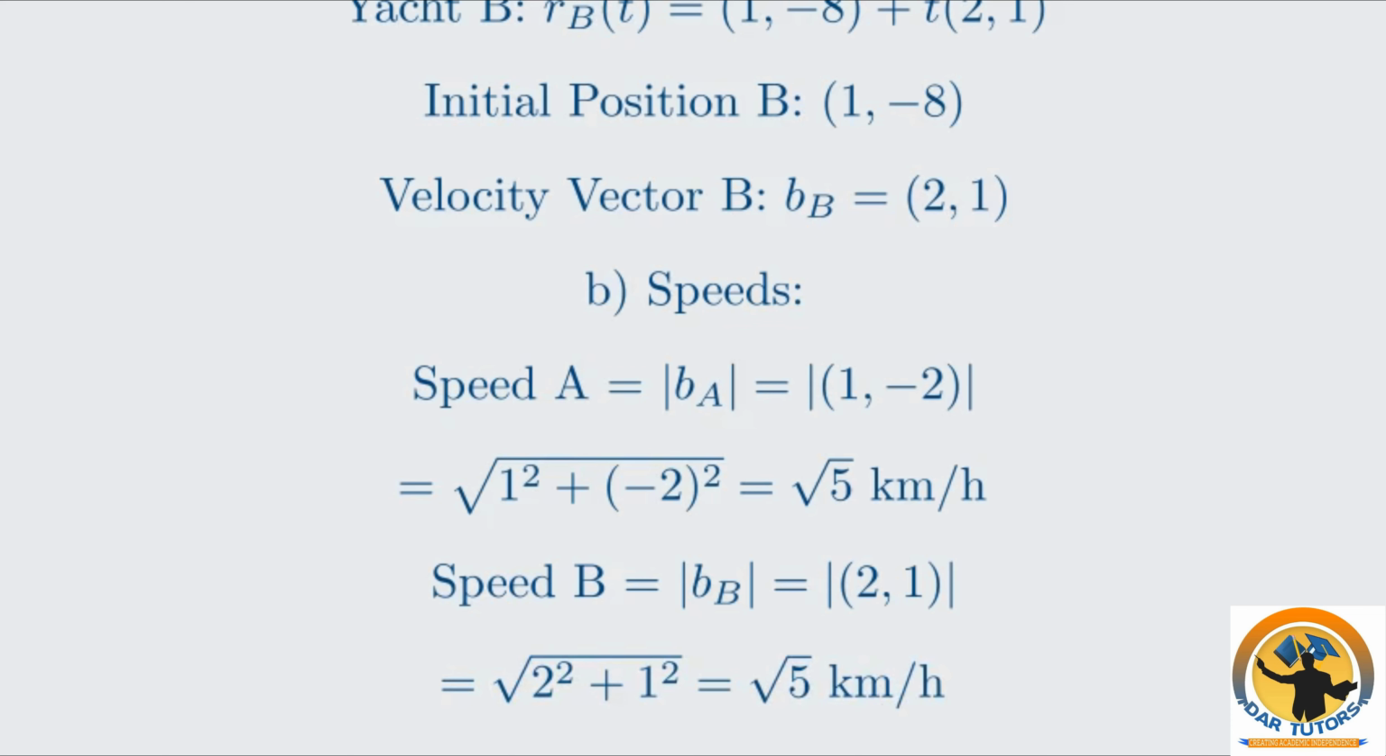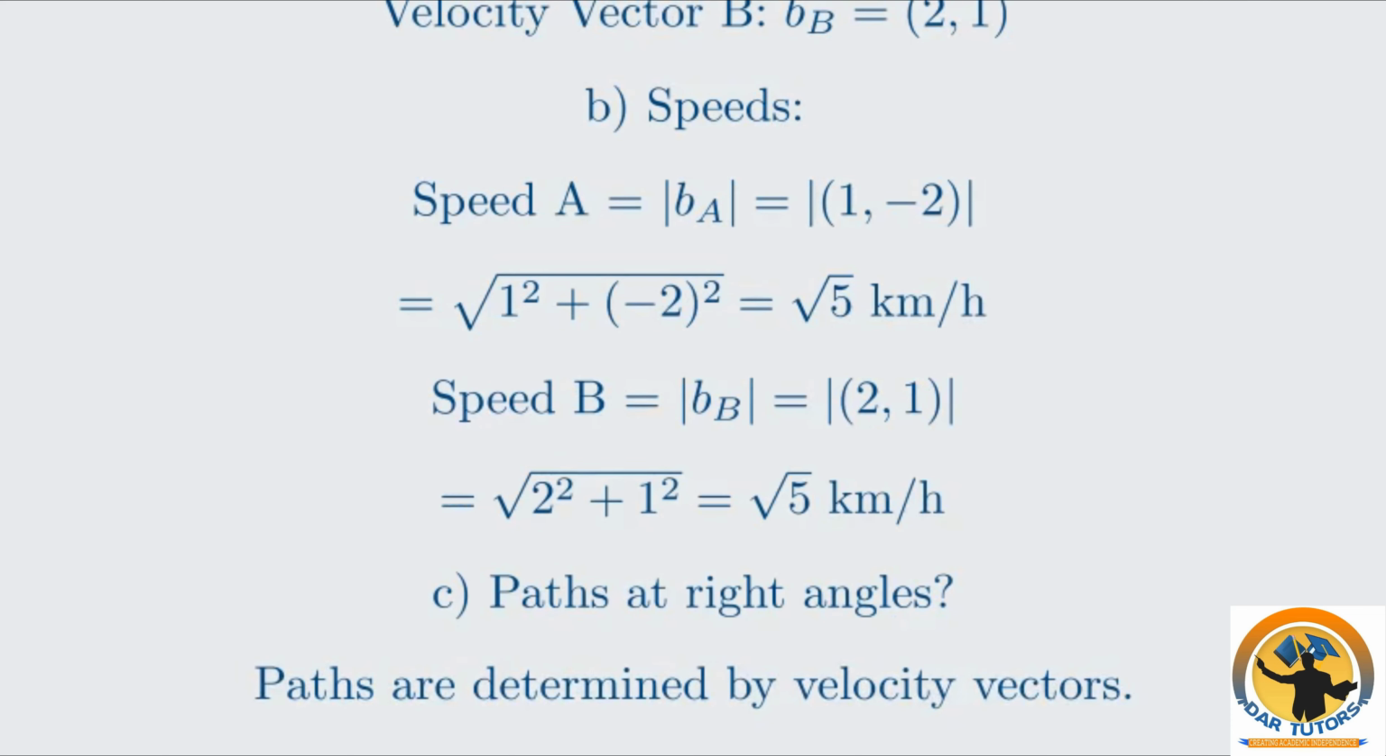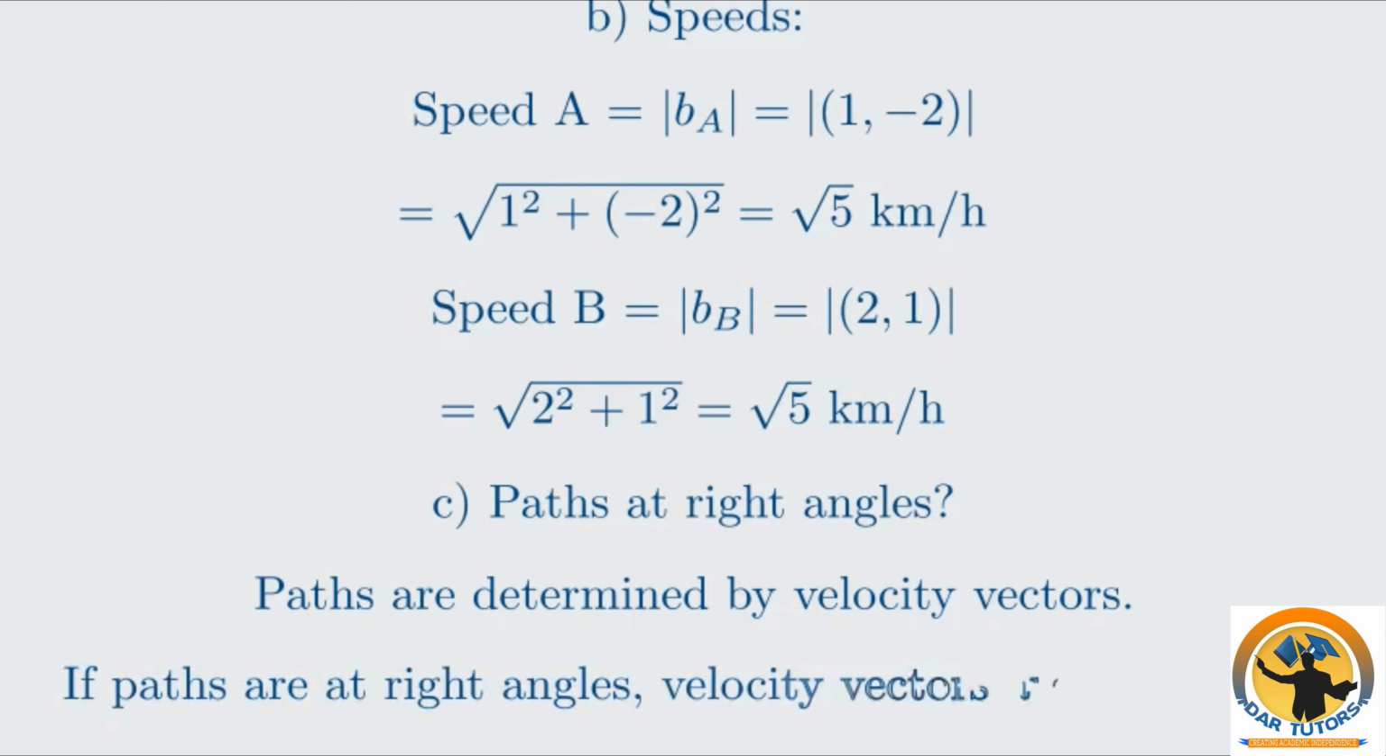Now for the most interesting part, showing their paths are at right angles. The paths of the yachts are determined by their velocity vectors. If the paths are at right angles, the velocity vectors must be orthogonal.